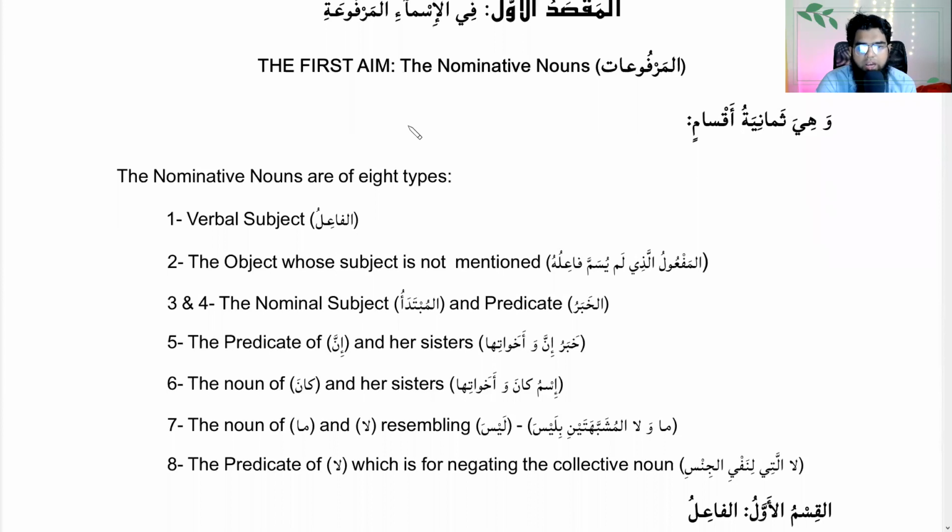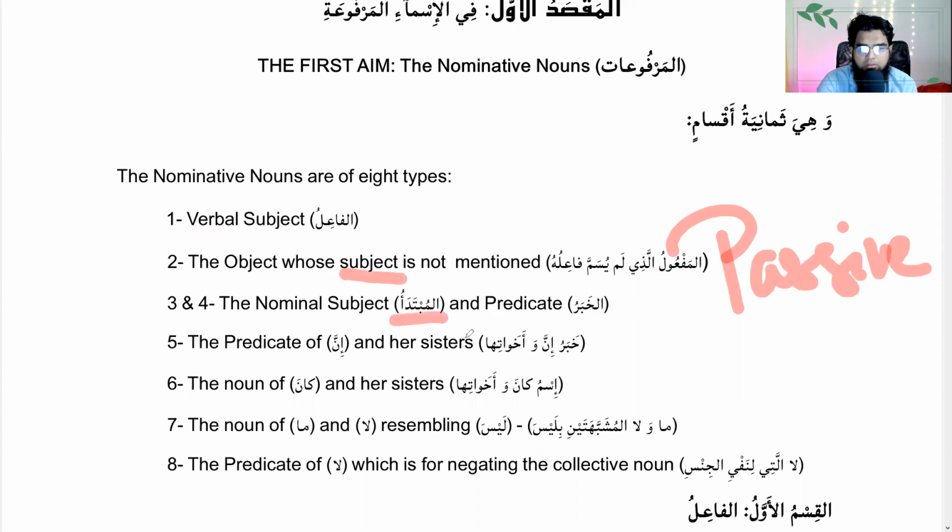The first is al-fa'il, the verbal subject. The second is al-maf'ulu ma lam yusamma fa'iluhu, the object whose subject is not mentioned. That is passive. Then al-mubtada wal-khabar, the subject and predicate are also marfu. Then you have khabar of inna wa akhwatiha. Not the first word after inna, the second word.